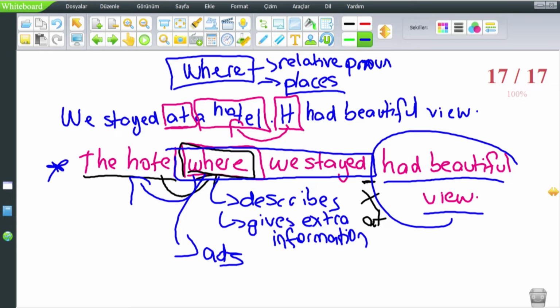In this particular exercise, we cannot write it like the hotel where had a beautiful view we stayed. We cannot do such a thing because I am giving the place meaning in the first sentence, so I have to take the at away here and use it with the relative clause. I cannot put at after where.